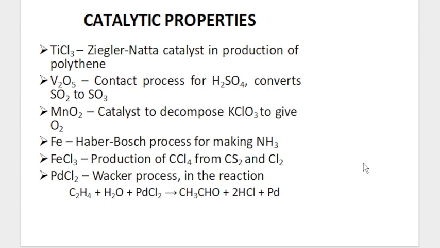The next thing to note is that transition metals are basically very good catalysts. For instance, you will notice that your titanium chloride is a good catalyst in the production of polyethylene. Your vanadium 5 chloride is basically used in the contact process for production of sulfuric acid. Your manganese 4 oxide is a catalyst for decomposition of potassium chlorate to give oxygen. Iron serves as a catalyst in the Haber process in the making of ammonia.